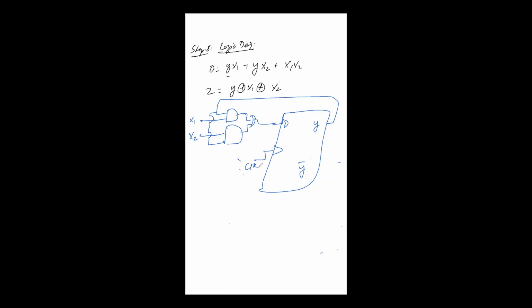So this is the input to D, and what is Z? XOR you will represent it this way. This is x1 XOR x2. Provide a y here also. This is y. This will be x1 XOR x2 XOR y, corresponding to Z. So this is a complete logic diagram for the serial binary adder.